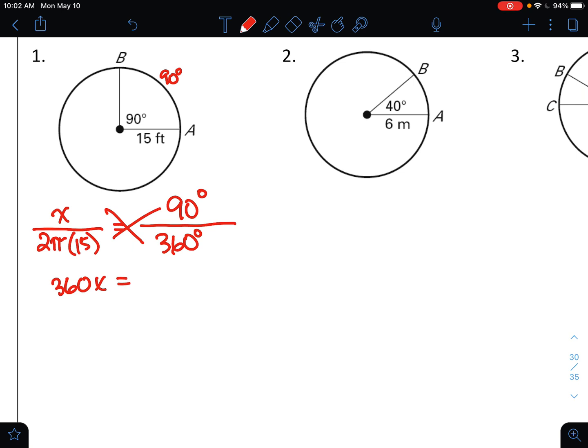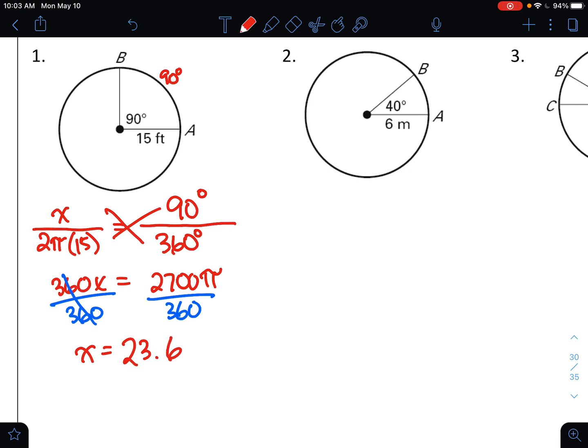Okay, let's cross multiply. So I'm going to have 360x. So I'm going to do 2 times 15 times 90, which is 2,700. And then just keep the pi with it for one more step. When I solve for x, I'm going to divide by 360, so on the left it cancels out to 1. Now I'm going to do 2,700 times pi, hit equal, and then divide by 360, and then I will round. So x is about 23. Again, I'll just do tenth all the way through here. 23.6, and my unit of measure here I see is feet. So I'm going to add that in there.